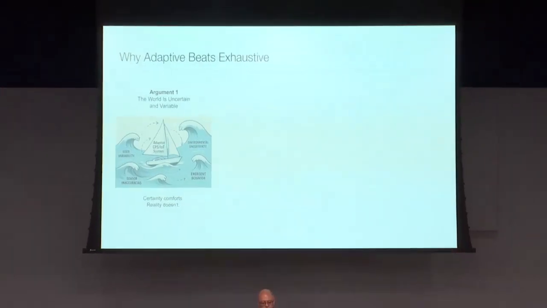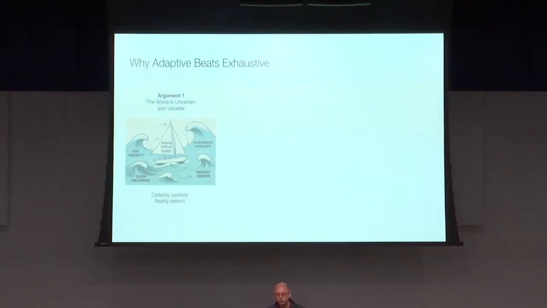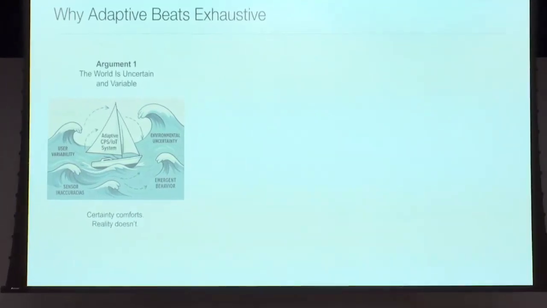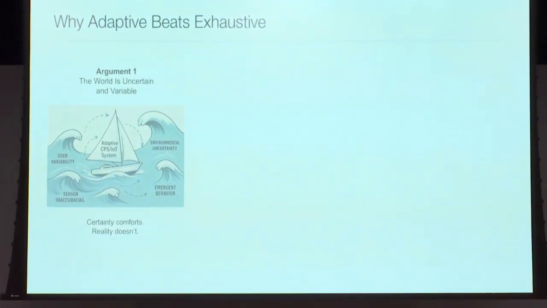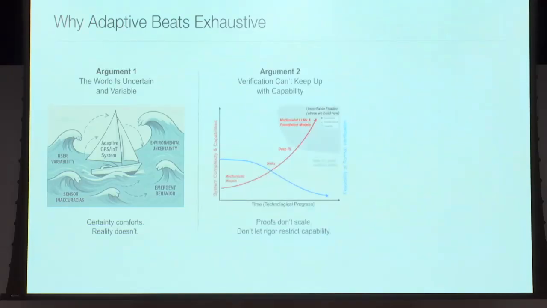Dear friends and worthy opponents, I'll summarize the case for our team, why adaptive beats exhaustive, and the three main arguments we are going to present. Argument one is the world is way too uncertain and variable. Essentially, certainty can be a comfort, but really it's not. When things fail, you have to recover from it. And in some ways, yesterday's keynote speaker also highlighted that there is no certainty, even when Mars may not be life critical, but certainly high stake.